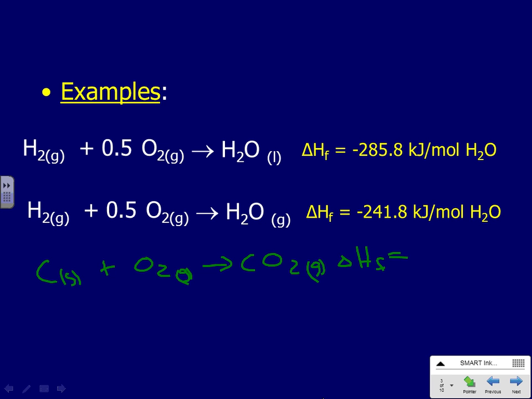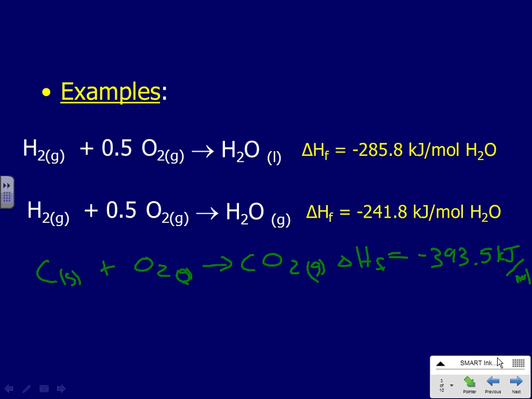Negative 393.5 kilojoules per mole of CO2. Okay? So that means when a CO2 molecule is formed from its elements, that's how much energy is given off. Are we okay with the idea of formation reactions? Okay. I've got a couple more examples.